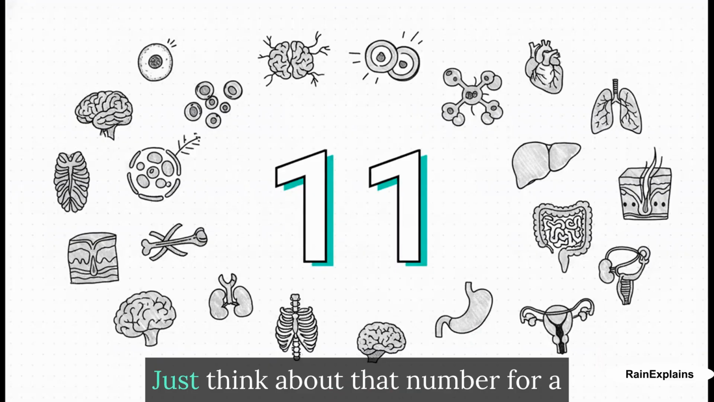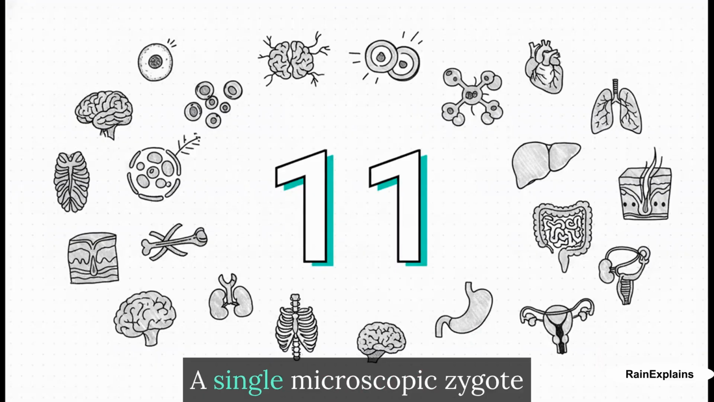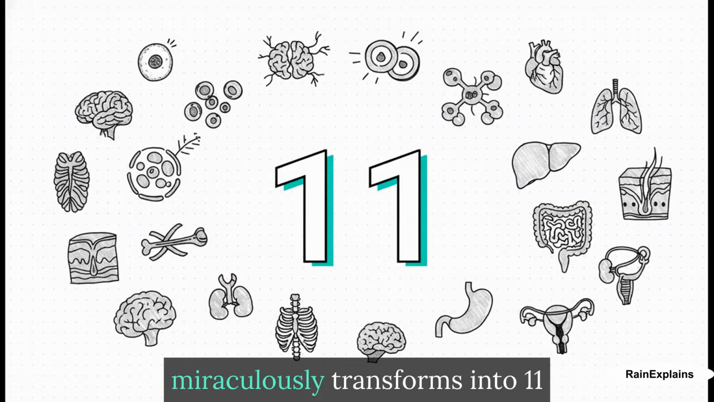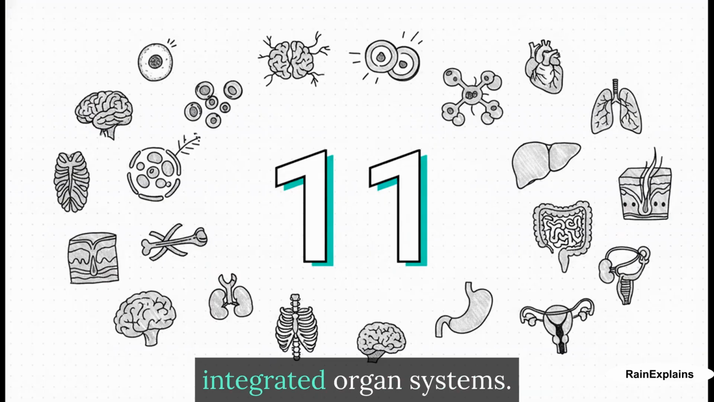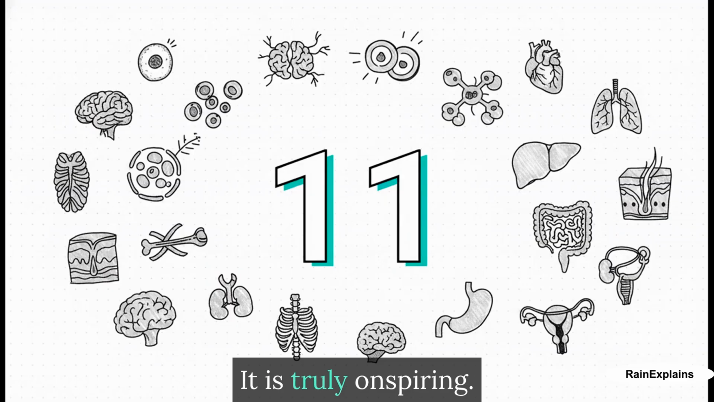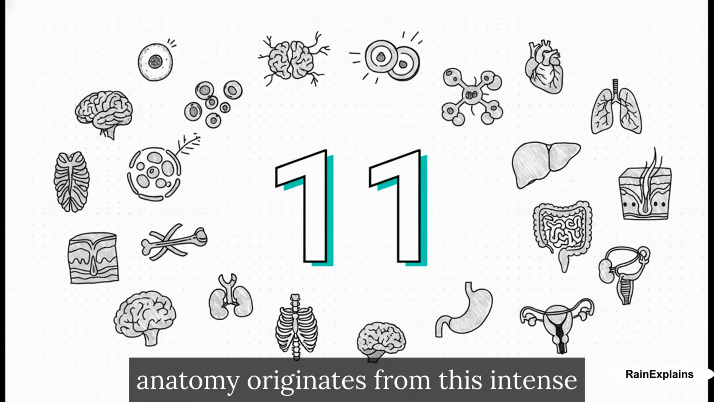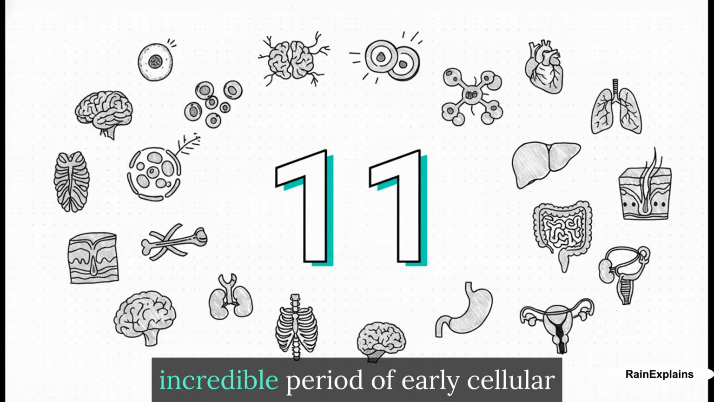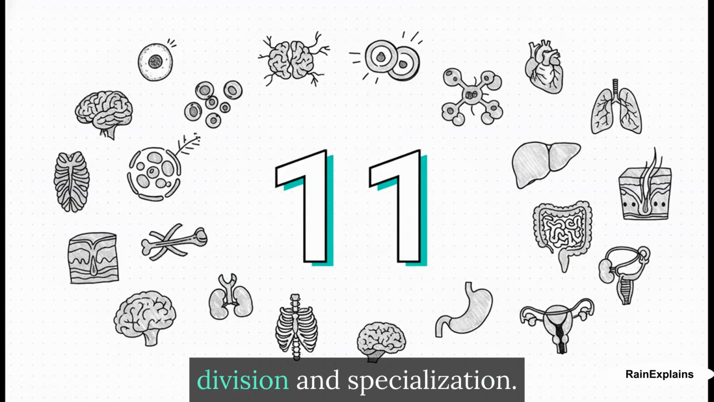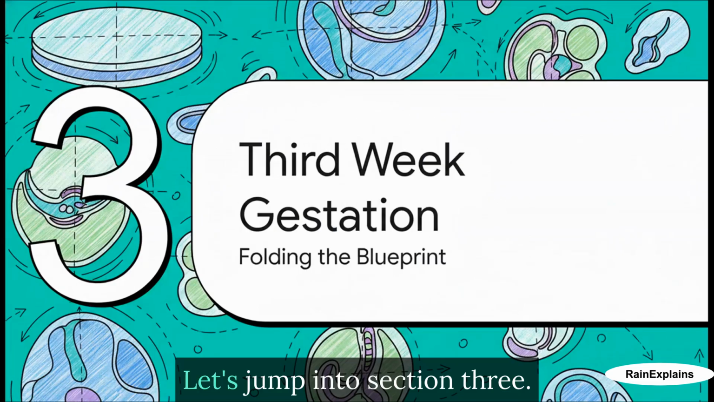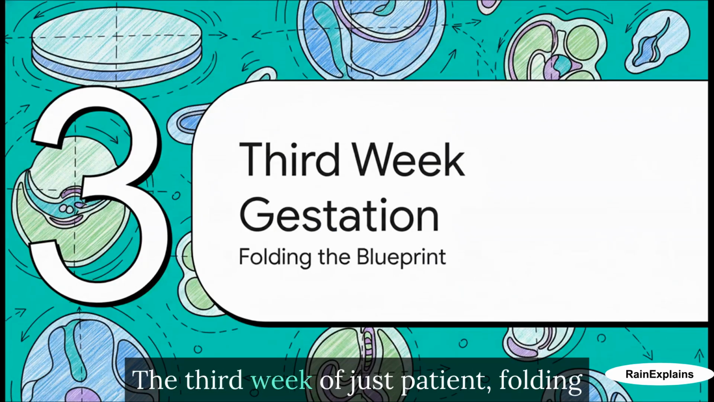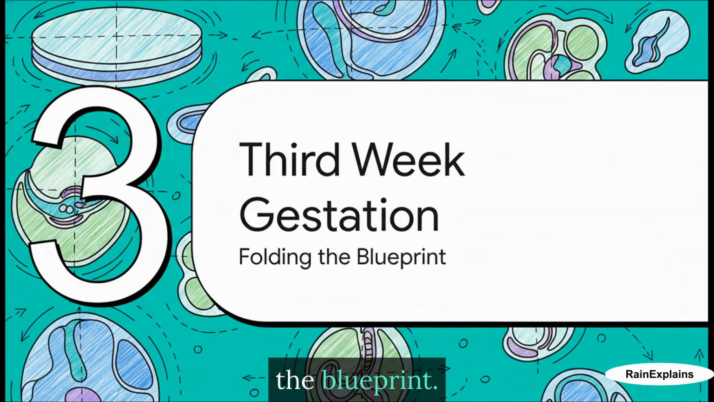11. Just think about that number for a second. A single microscopic zygote miraculously transforms into 11 integrated organ systems. It is truly awe-inspiring. Every single bone, muscle, nerve, and blood vessel that we study in gross anatomy originates from this intense, incredible period of early cellular division and specialization. Let's jump into Section 3, the third week of gestation, folding the blueprint.